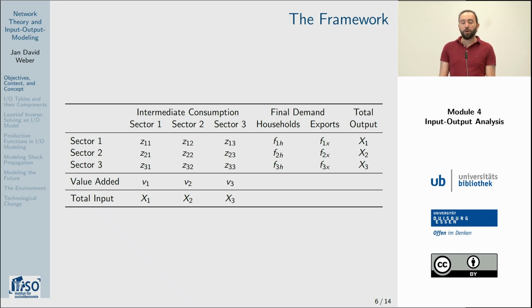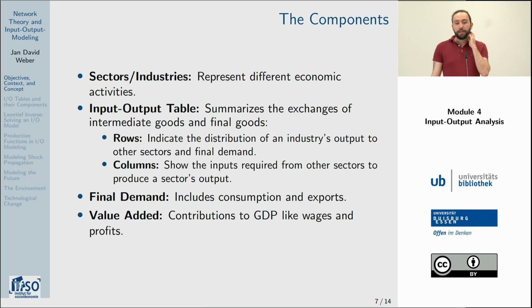But I run through this here, right, fast. In the next video, we will talk more about this in detail and analyze what the components are in this idealized 3-sector model here. And the components, as I said, we have sectors and industries. You can run an input-output table on firm level if the data is available. So we have to represent different economic activities here. And in this input-output table, we summarize the exchange of intermediate goods and final goods. So in rows, as I said, we indicate the distribution of an industry's output to other sectors and final demand. And in the columns, we show the inputs required from other sectors to produce a sector's output.